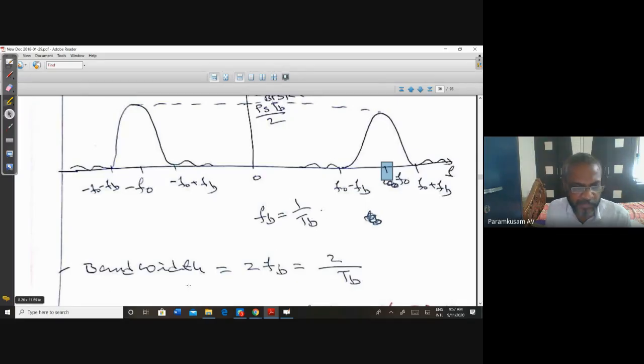Finally, the bandwidth is from f naught minus fb to f naught plus fb. This distance is 2fb. Bandwidth is equal to 2 into fb, that is equal to 2/Tb. So this is important. What is the expression for the bandwidth of binary phase shift keying? The bandwidth of BPSK is equal to 2fb, where fb is equal to 1/Tb, where Tb is the bit duration.